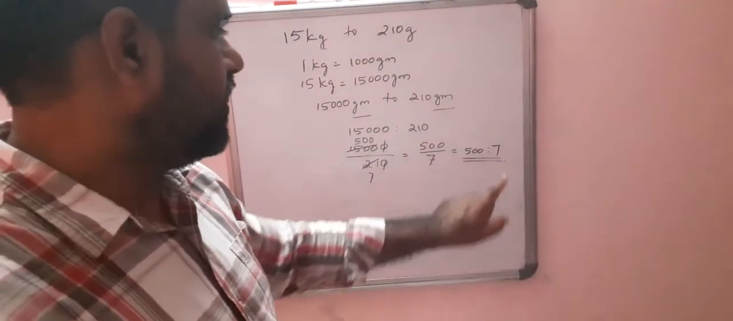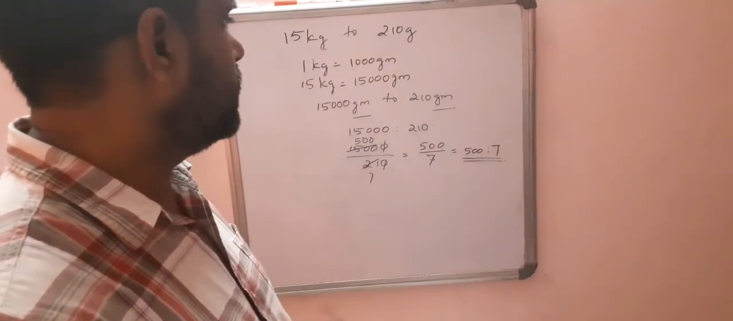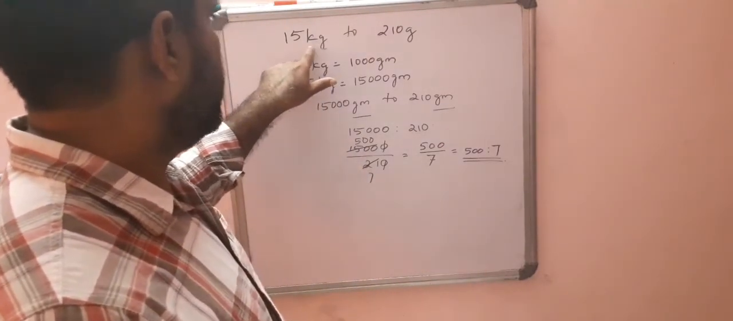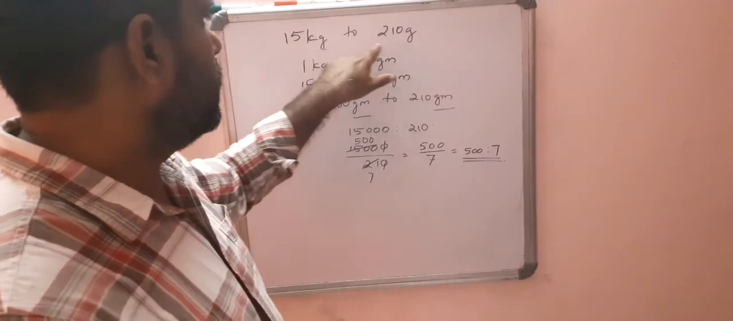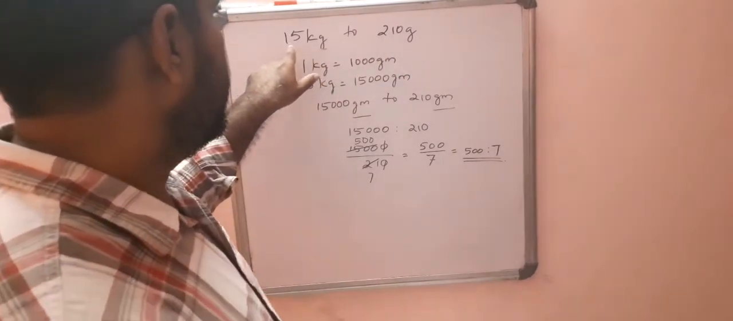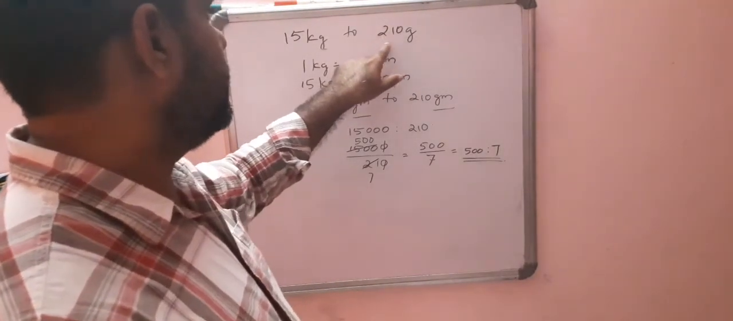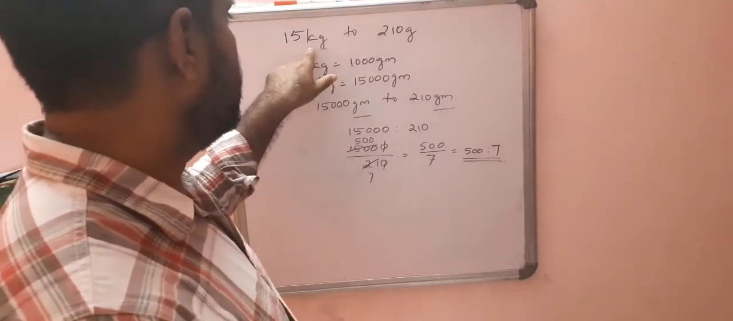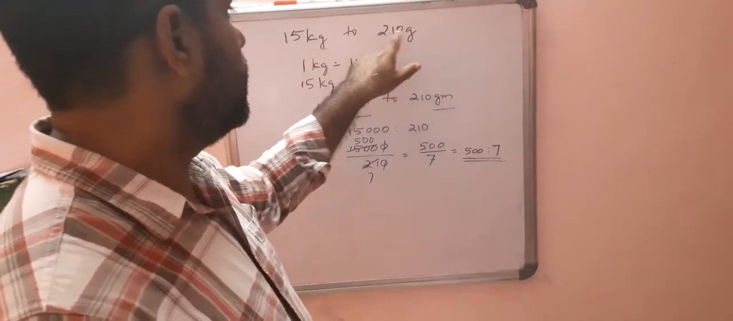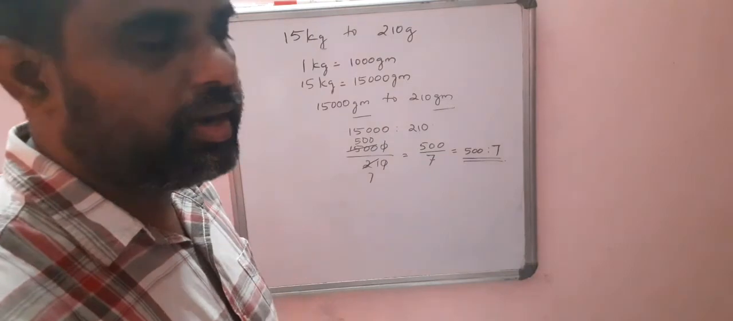500 is to 7 is the ratio of 15 kilogram to 210 gram. So once again I am telling, both units should be the same to calculate the ratio. Here the question is 15 kilogram to 210 grams. So first you have to make this kilogram also into grams, and then we have both units in grams, and then we can calculate the ratio.